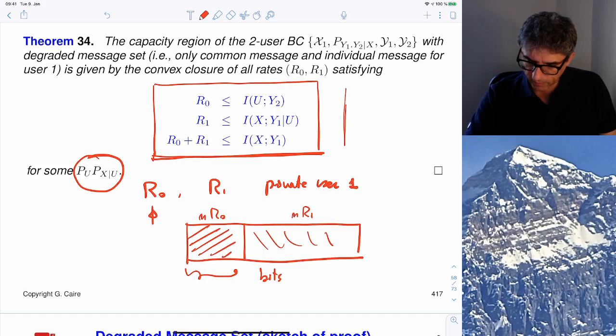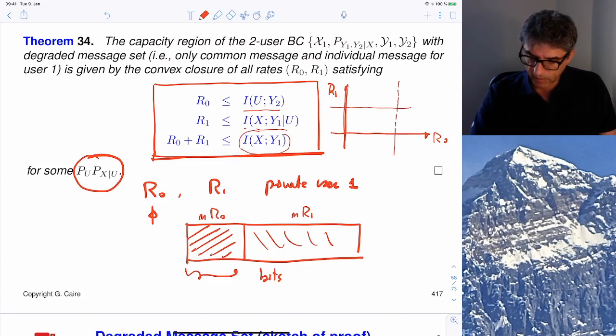Well, you can write it, and you have R0, R1 for every choice of PU, PX given U. In general, you have an inequality for R0, which is given by this mutual information. Then you have an inequality for R1, which is given by this mutual information. And then, depending on this mutual information, you may have an inequality for the sum. So in general, you may have a region that looks like a sort of pentagon like this.